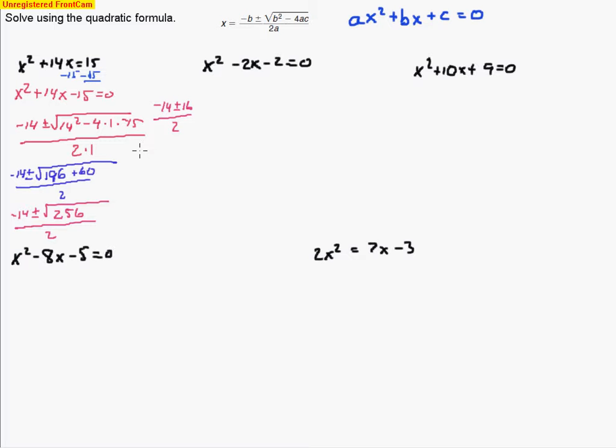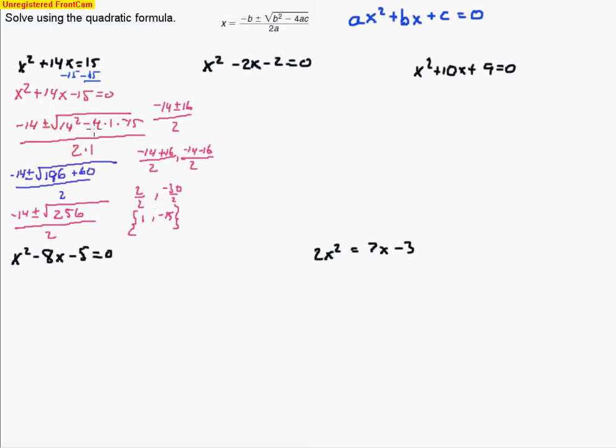When I set up my two problems, I have negative 14 plus 16 over 2, and I also have negative 14 minus 16 over 2. So I go ahead and do some more work there. I got 2 over 2, which makes 1. Over on this other side, I got negative 30 over 2, which ends up giving me negative 15. So those are my two x-intercepts.